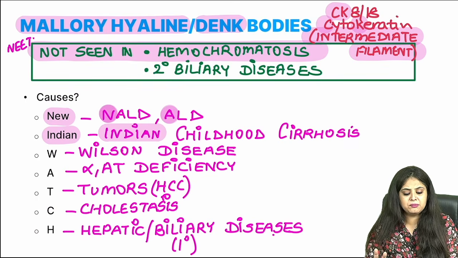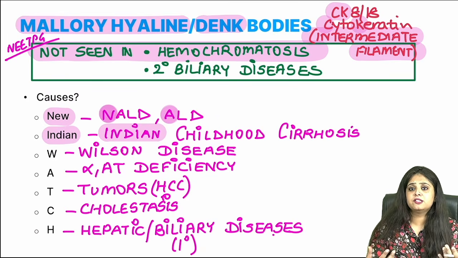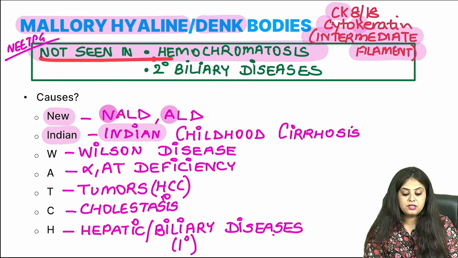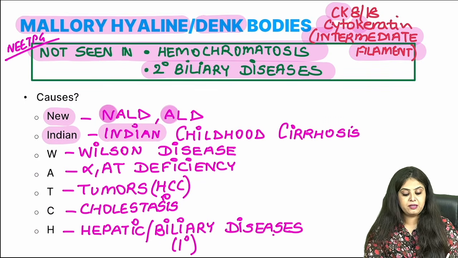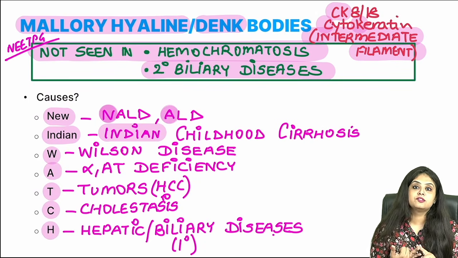I know students skip this chapter as a whole. So these PYQs maybe you've skipped, and this is your golden opportunity to cover them. So please note, it is not seen, number one, in hemochromatosis. It is not seen in secondary biliary diseases, because I characteristically wrote primary. So over here, learn New Indian Watch, and where is it not seen? Hemochromatosis not seen, secondary biliary diseases not seen.